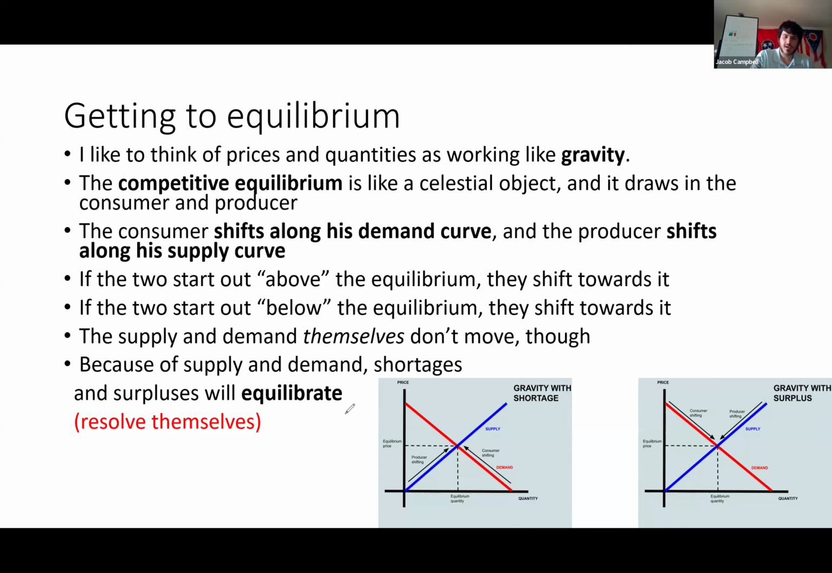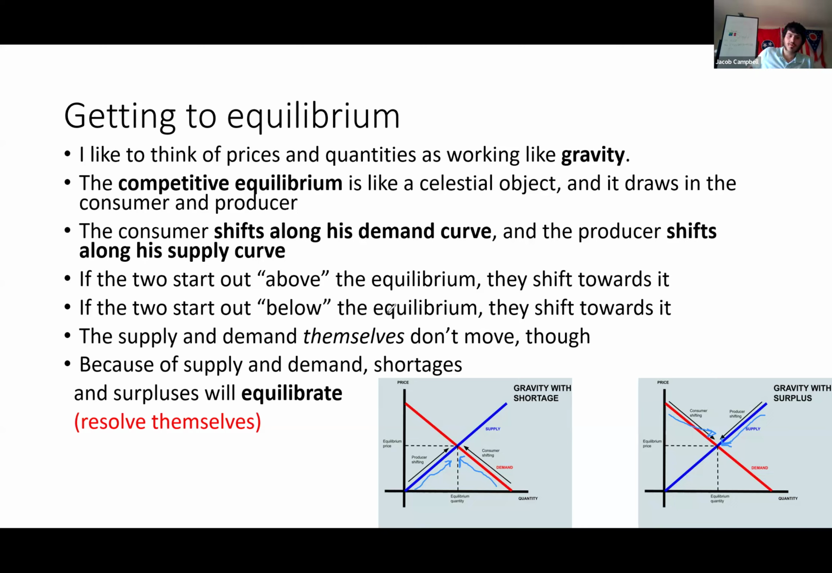And you see that down here. You start out with too low of a price, and they both move towards the equilibrium. They both move towards each other. You start out above, and the same thing happens. And in both cases, the quantity traded rises as the shortage or surplus resolves itself.